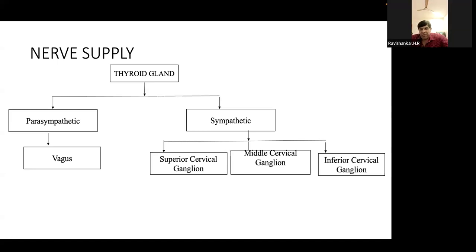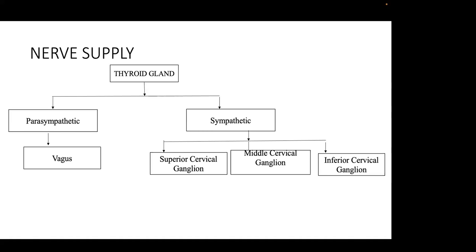The first group of nodes that are involved will be level 6 and subsequently it will be 2, 3, 4. So if you are doing a proper neck dissection, you will have to remove 2, 3, 4 and 6. If you are doing prophylactic alone, then you can do 6 only. Okay, now go to nerve supply.